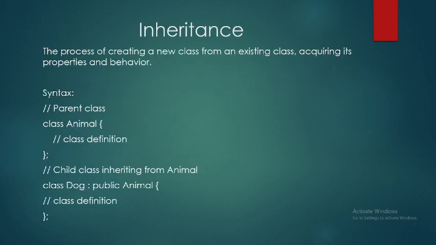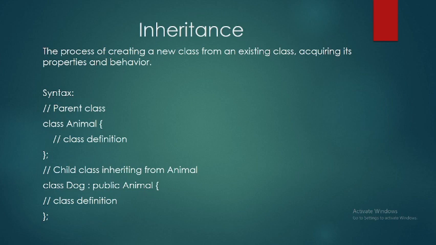Moving on to inheritance. Inheritance is the process of taking down properties of one class to another class. The class from where you take these properties is called the parent class, and the class where you're giving these properties is the child class. For example, here the syntax also is given. This is the parent class, and the dog is a child class.